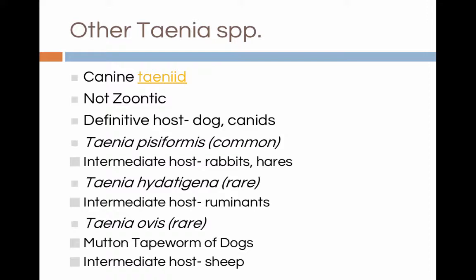So these other tapeworm species are not going to be zoonotic. And all of these on this page prefer the dog, okay, or wild dogs. So we have Taenia pisciformis. That one is the most common on this list. The intermediate hosts there are rabbits.